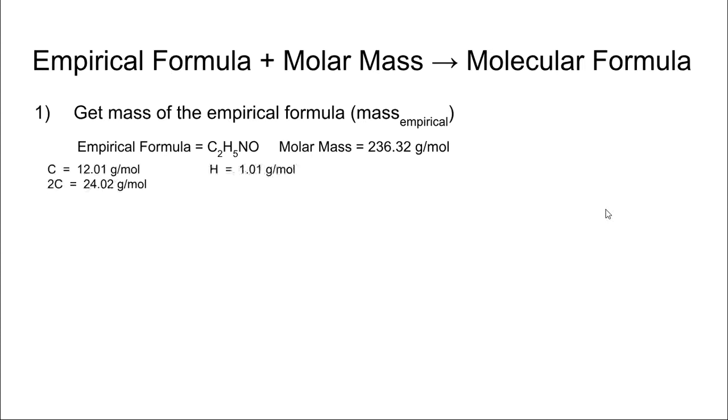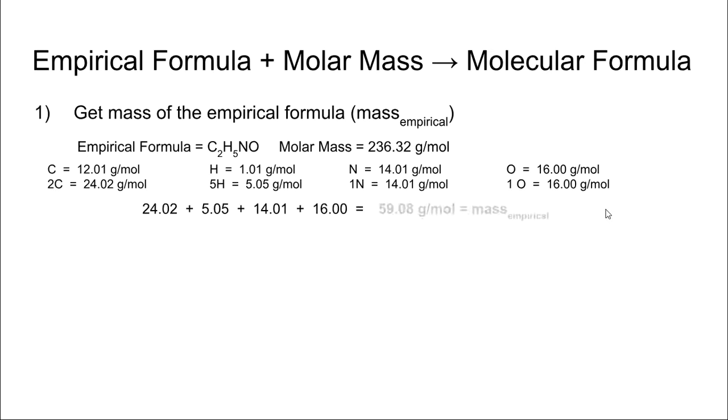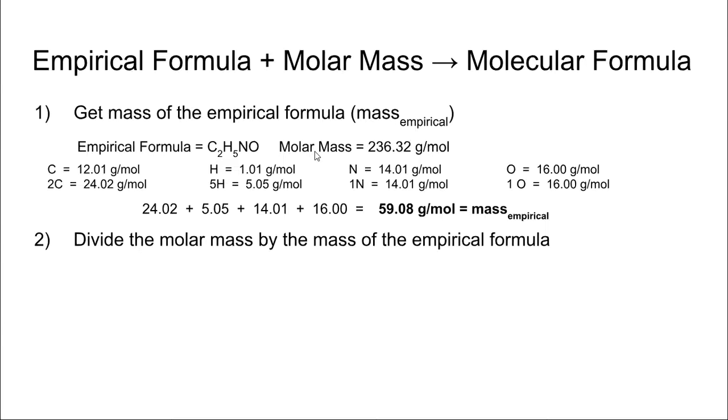Well, we want to figure out how many times larger our molecular formula is than our empirical formula here. And so the way we're going to do that is we're going to divide the molar mass that we have by the mass of our empirical formula that we just calculated. That's going to tell us how many times larger the molecular formula is than our empirical formula. So we'll just do that, and we should always pretty much come up with a whole number for this calculation.